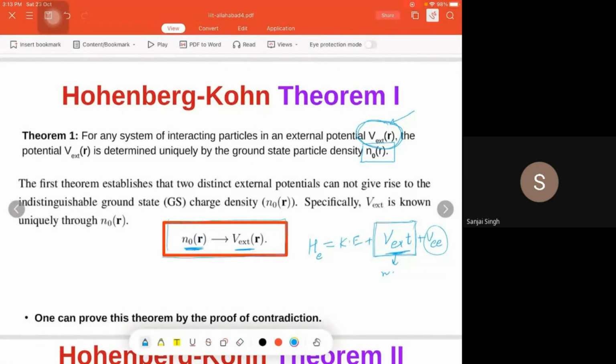Now you can prove this theorem by proof of contradiction. You start with two different V external 1 and V external 2, and you see they would both give you the same charge density. This you can prove. There is no need to prove it as of now. We just need to know that if we know this charge density, this is determined. Okay.